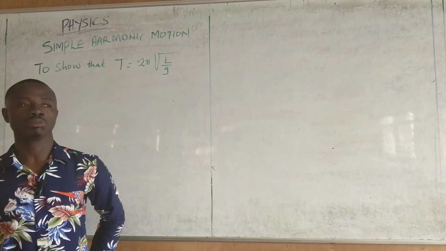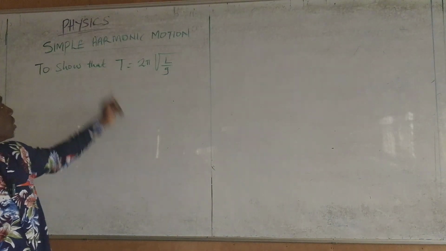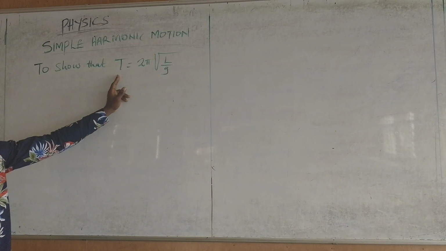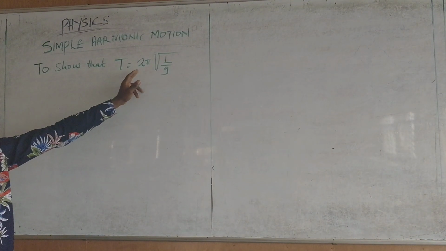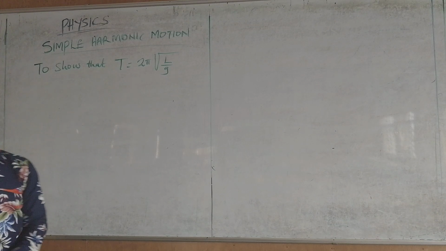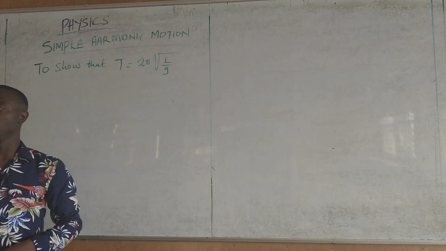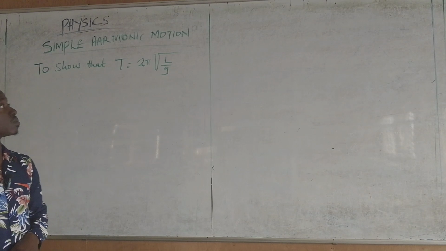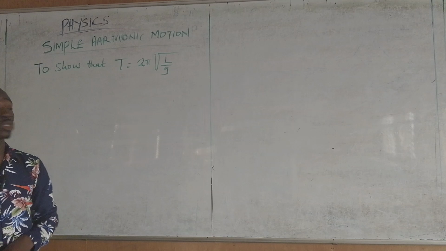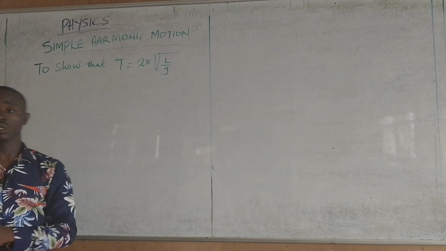This afternoon, I want to continue from where I stopped the other video, simple harmonic motion. As you can see on the board, I want to show that T, which is the period, is given by 2 pi root L over G, where L is the length of our string or the length of the rope used for the simple pendulum bob, and G is the acceleration due to gravity.